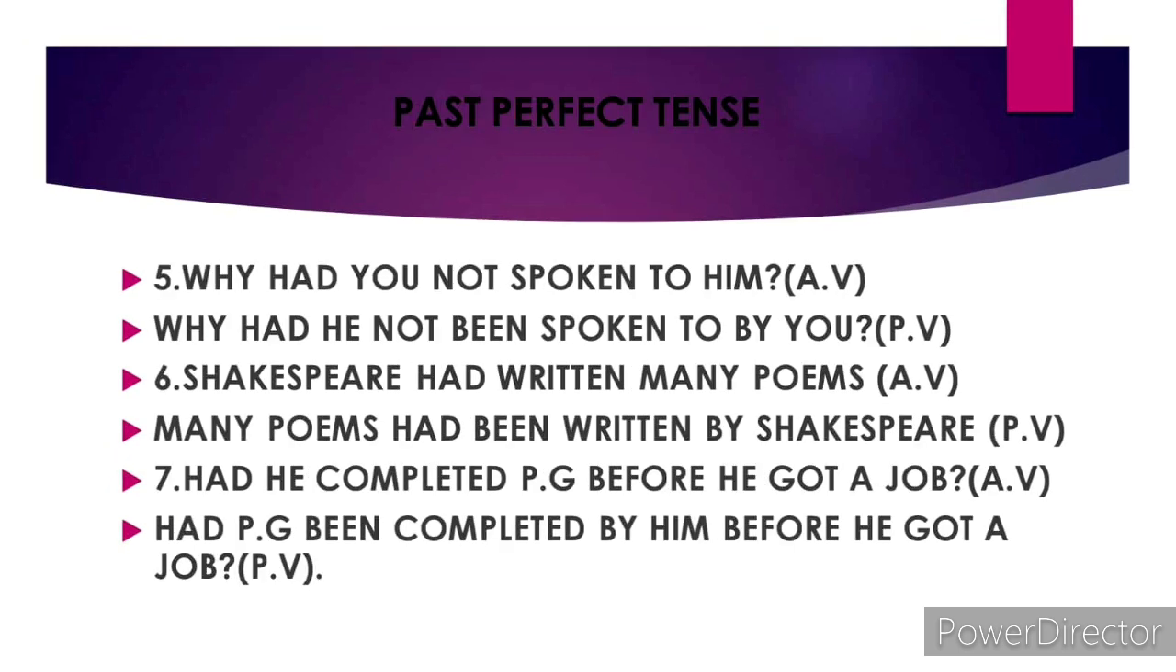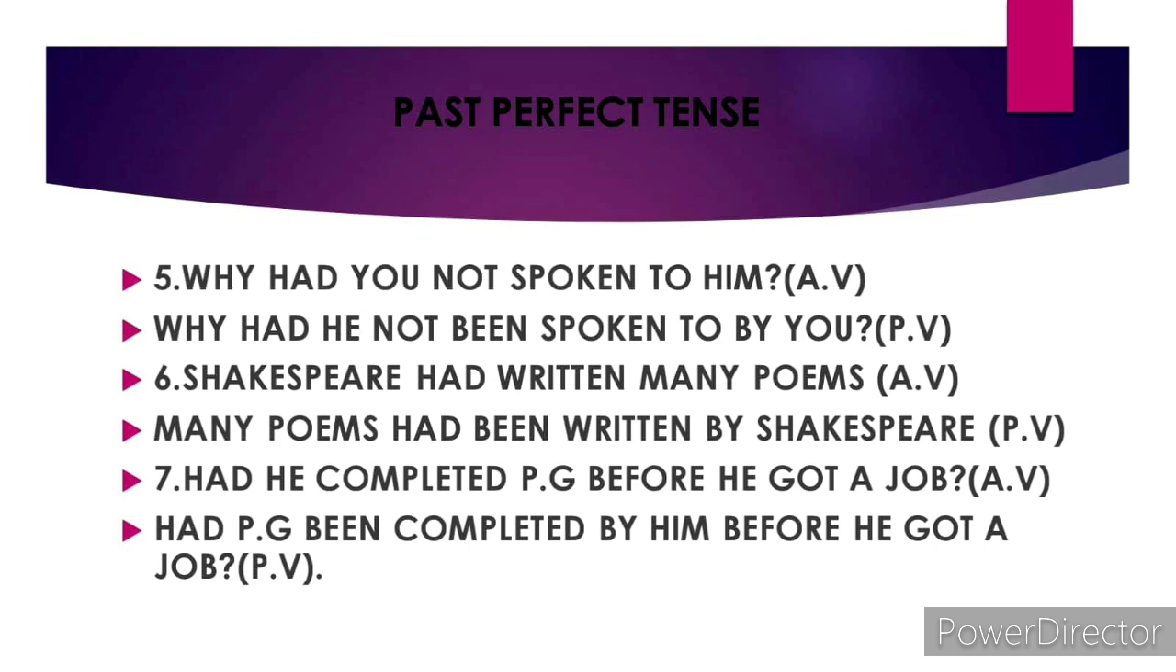Next example, why had you not spoken to him, it's an active voice. There is no change in WH question forms. Why had he, him becomes he, here him is the object, you is the subject, spoken is the v3 form, and to him is the object will become subject. He not been plus been, spoken is the v3 form, to by is the preposition, you becomes you, there is no change in you, it's a passive voice. Why had he not been spoken to by you, it's a negative interrogative.